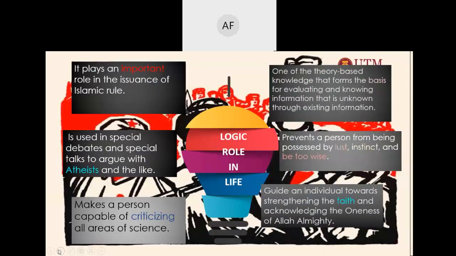So the third role of logic in real life is that it plays an important role in the issuance of Islamic rulings. It is used in special debates and special talks to argue with atheists and the like. It makes a person capable of criticizing all areas of science. It is a theory-based knowledge that forms the basis for evaluating and knowing information that is unknown through existing information.